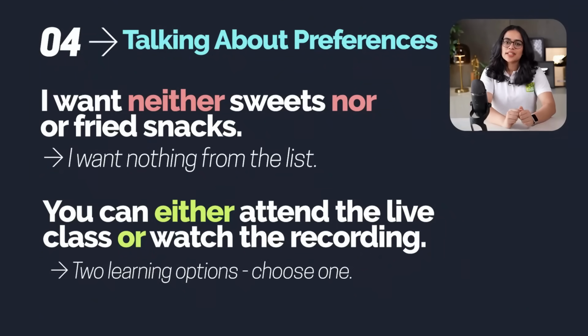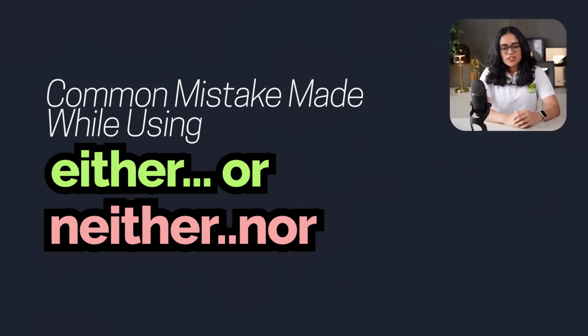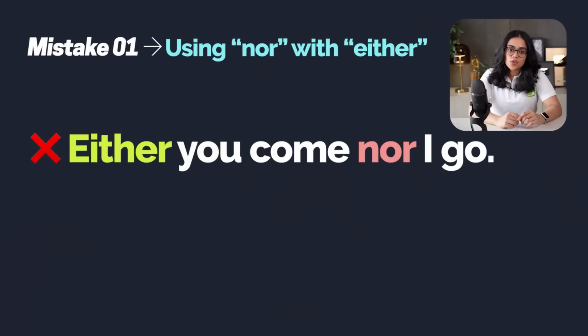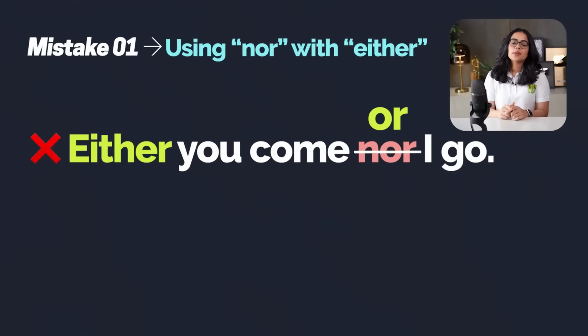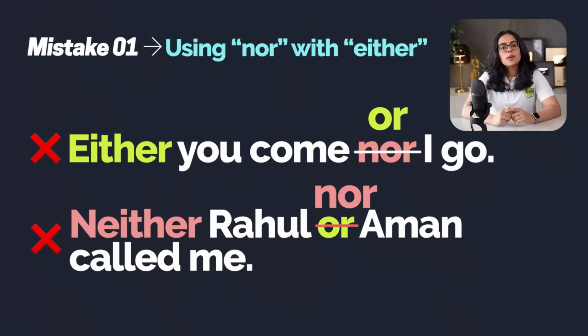Alright, now let's understand the common mistakes people make while using these structures and let's quickly fix them. Mistake number one, using nor with either. This is a common mistake I have come across. For example, either you come nor I go. Now this is incorrect. Either you come or I go, not nor I go. Similarly, using neither plus or. Neither Rahul or Aman called me. Correct sentence would be neither Rahul nor Aman called me, because here we are trying to say that none of them called me. So do not mix them up.